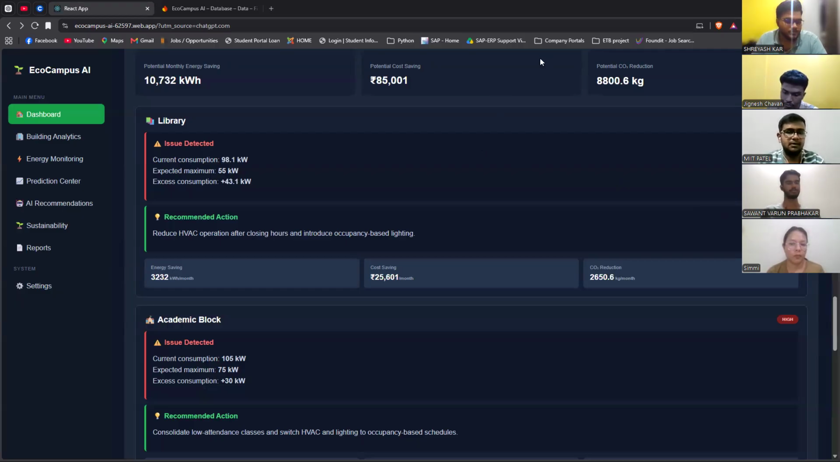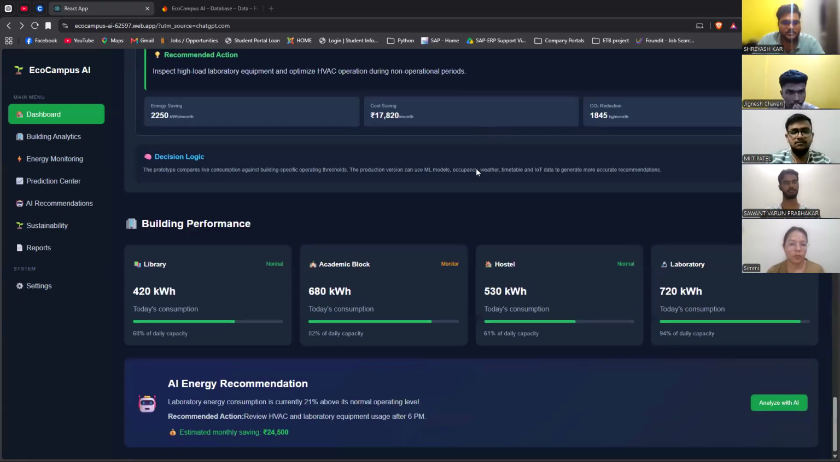Yeah, thank you, Varun. So this is the final one, the building performance. The portal compares buildings using today's consumption and daily capacity. For example, the library had 420 kilowatts and 68% of daily capacity. The academic block has 680 kilowatts and 82%, and the hostel had 530 kilowatts and 61%, while the laboratory is at 720 kilowatts and 94%. That immediately tells management that the laboratory deserves greater attention because its consumption is closest to its daily capacity.